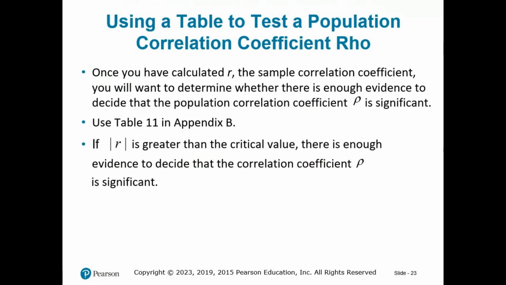In your e-text, there's a table, Table 11, in Appendix B, called the Critical Values for the Pearson Correlation Coefficient. We need only find the absolute value of the r value and see if it is greater than the critical value on the table to decide if there's enough evidence to decide that the correlation coefficient rho is significant. It uses the n value of how many pairs, x and y, and the critical values for alpha, 0.05 and 0.01. If the absolute value of r is greater than the amount that lines up with both of those, the correlation is significant. Otherwise, there is not enough evidence to conclude that the correlation is significant.